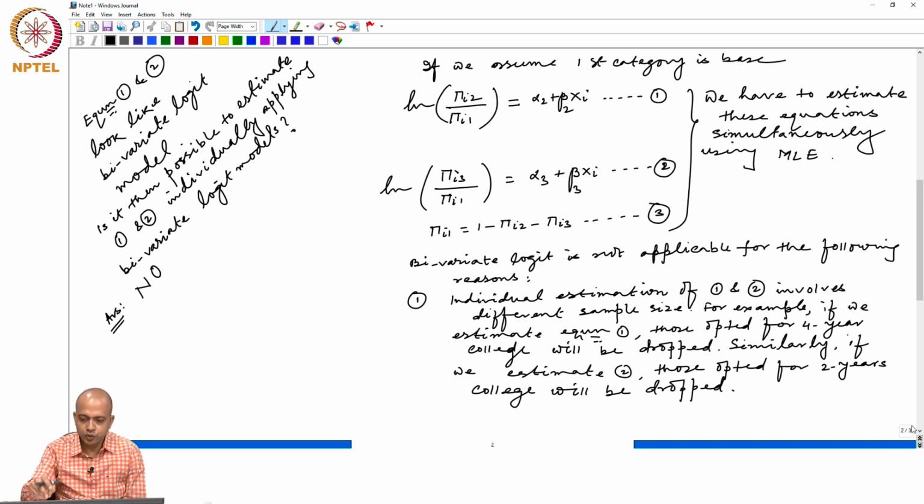even though the multinomial logit model ultimately reduces to equation 1 and 2, which look like a bivariate logit model, we cannot estimate them separately. We need to estimate these three equations simultaneously. That means we actually have to estimate a multinomial logit model applying the maximum likelihood method. That is the reason. So this is what we need to know before we actually proceed to the empirical estimation of a multinomial logit model applying a data set.